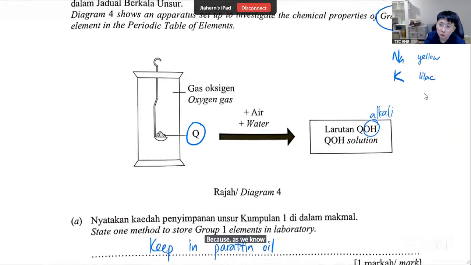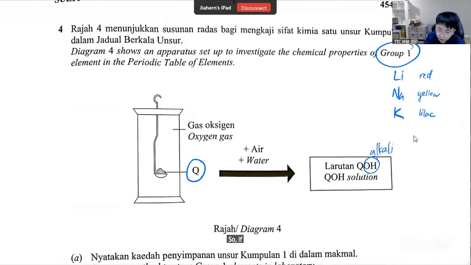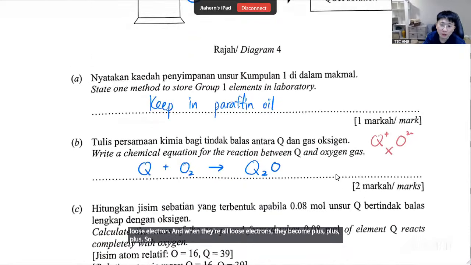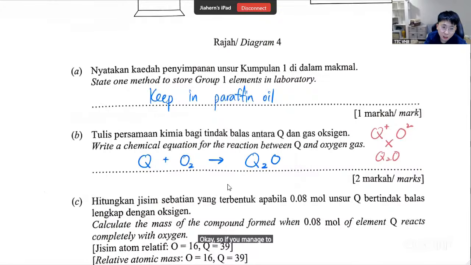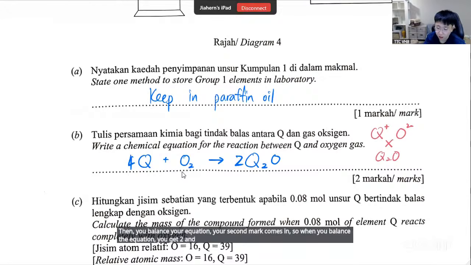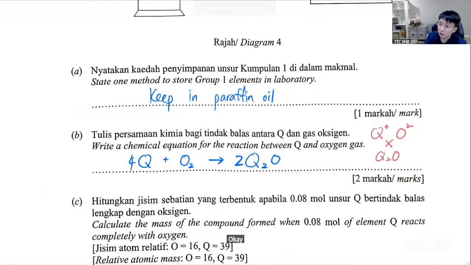Because as we know, Q is a group 1 element. If it is a group 1 element, the valence electron is always 1. For example, 2.1, 2.8.1, 2.8.8.1. Do you see everyone has 1 loose electron? And when they all lose an electron, they become plus. So Q, no matter who it is, must be plus. So Q plus, swap your charge, you get Q2O. If you manage to get this equation, you get 1 mark already. Then you balance your equation, and the second mark comes in. When you balance the equation, you get 2 and 4: 4Q plus O2 gives 2Q2O. All good.